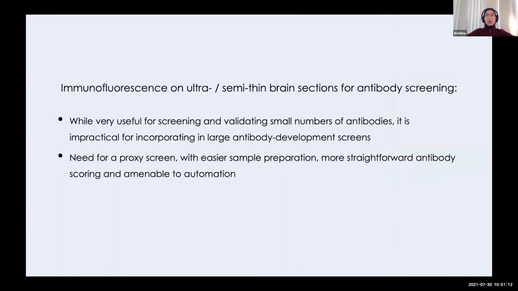But what about actually trying to use light level screening for big projects or during antibody development? We reasoned that one of the big reasons it's so hard to find good commercial antibodies that work for post-embedding conditions is probably because that's not how the antibodies were selected, right?